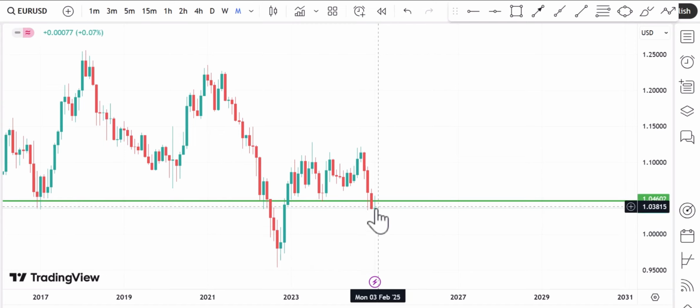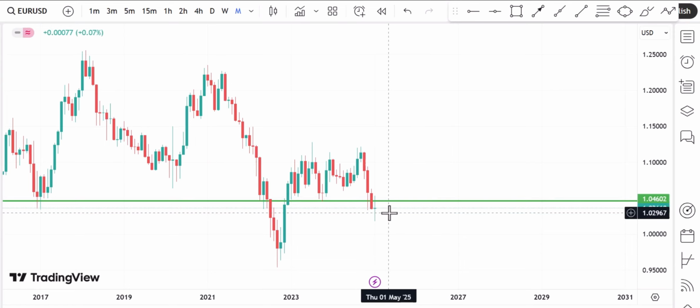Okay, so we can see what happened here. This candlestick is a kind of indecision candlestick. Look at the body and the wick. So this is a doji. You can read more about the doji candlestick.